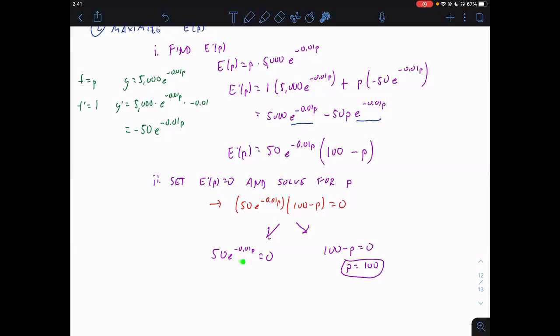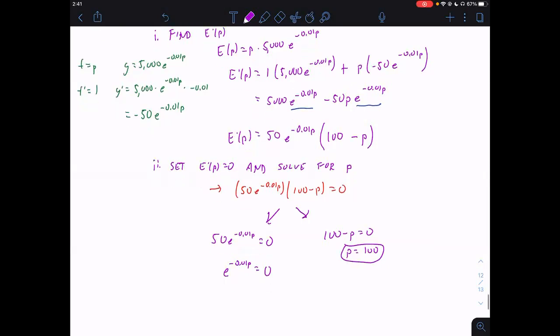But what about this other equation here? We want to solve for p. Well, what we can do is divide both sides by 50 first. So that's going to give us e to the negative 0.01p. Dividing both sides by 50, 0 divided by 50 is still 0.